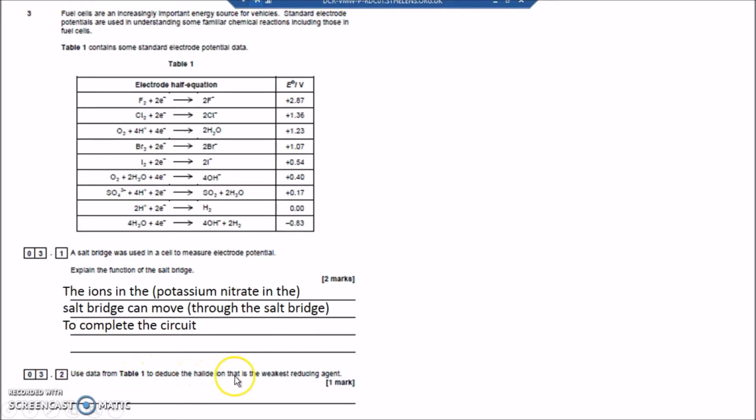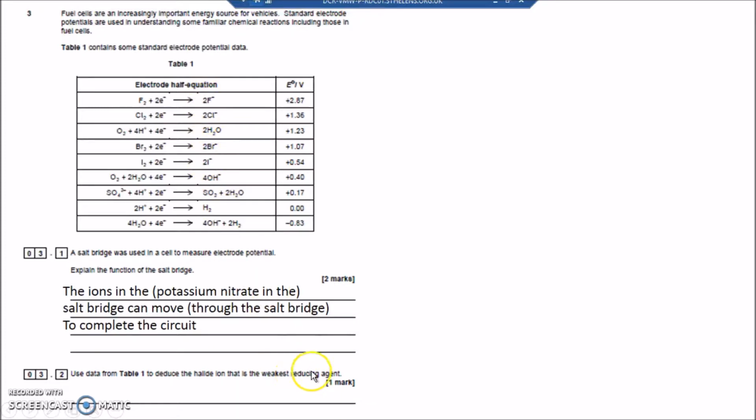Use data to choose the halide ion that is the weakest reducing agent. A halide is something like F-, Cl-, Br-, I-. So we've got F-, Cl-, Br-, and I-. Even if you weren't sure, you'd pick either F- or I-, the end ones. It's never going to be the two in the middle, never Cl and Br. If it's the weakest reducing agent, it's one of those two.